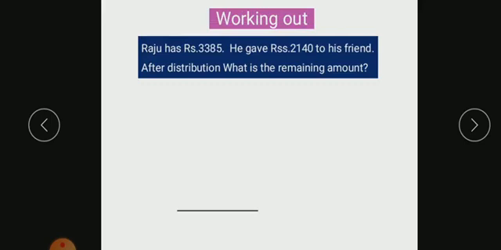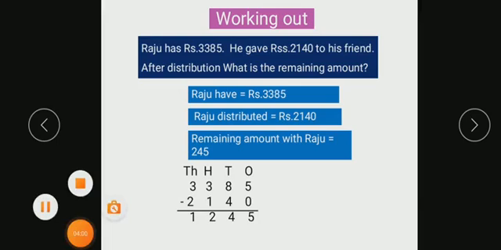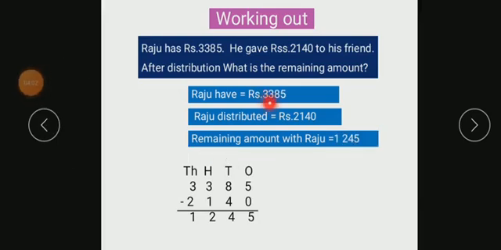See the example. Raju has rupees 3,385. He gave rupees 2,140 to his friend. After distributing, what is the remaining amount? So you have to subtract. Here, Raju has 3,385. The amount he distributed is rupees 2,140. Now we have to subtract.